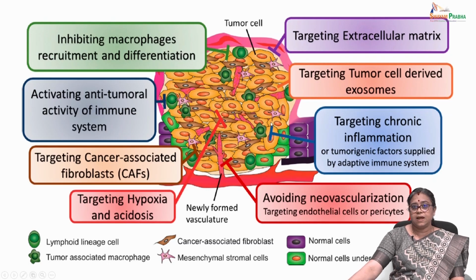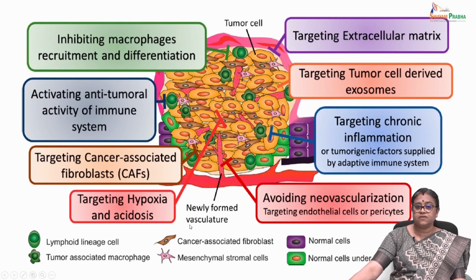Now, this is a tumor cell. With all the different components there, you have the lymphoid lineage cells, the tumor associated macrophages, the cancer associated fibroblasts, the mesenchymal stromal cells, the normal cells, and the tumor cells. Everything is present in the TME. Now, what are all the different ways in which this can be targeted?